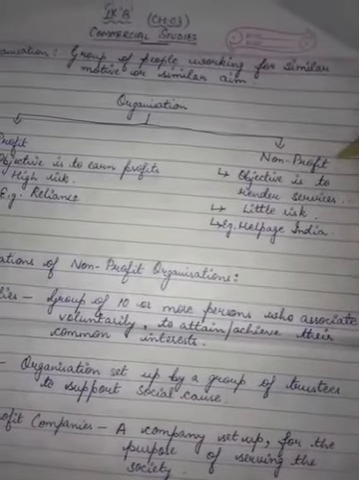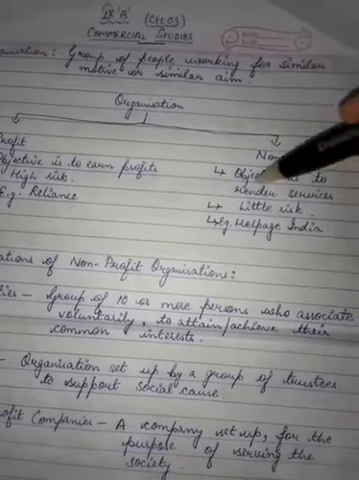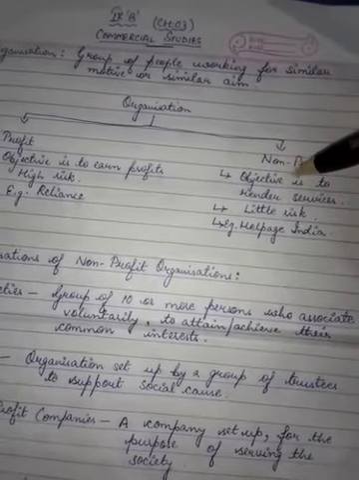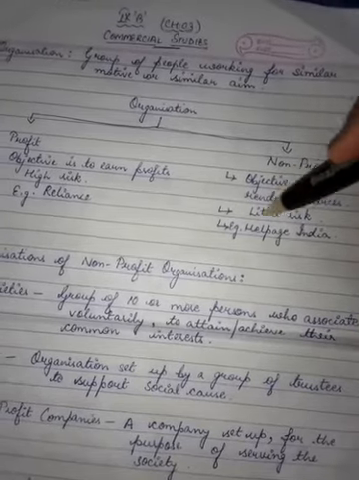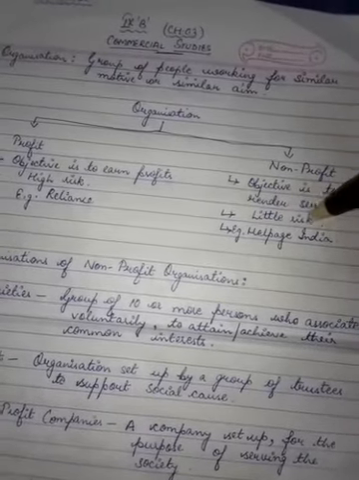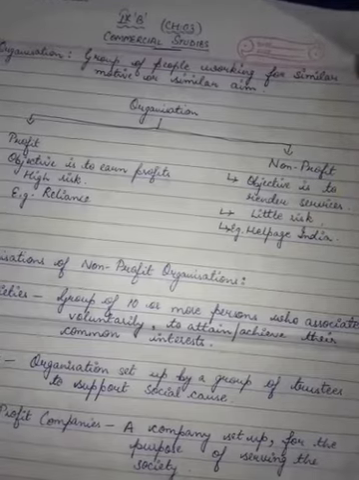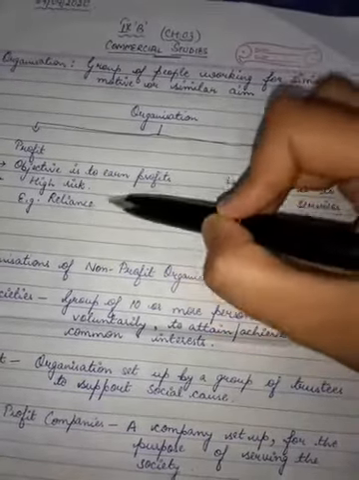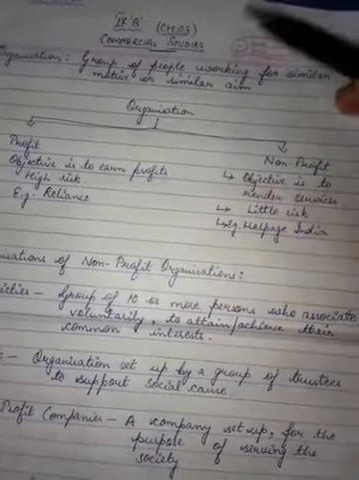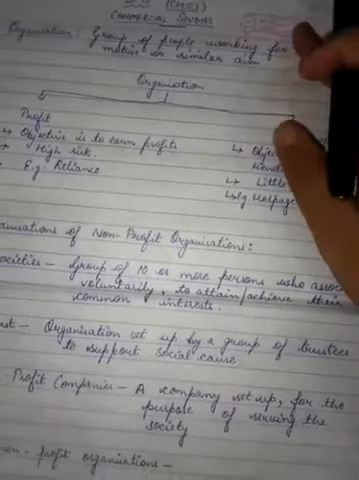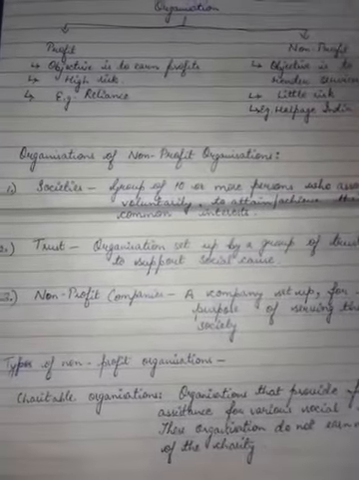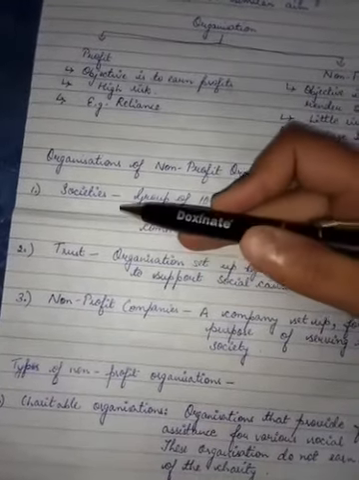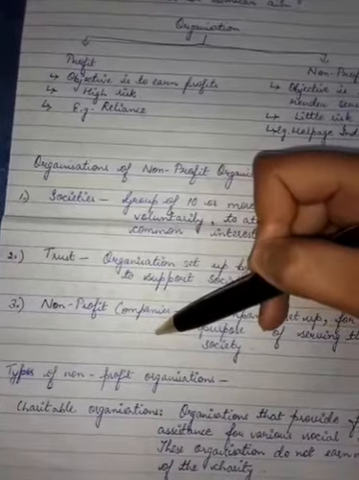Non-profit organization, I told you, are all those organizations whose objective is not to earn profit, as the word itself means non, but its objective is to render service. Render means provide service. It has little risk because the money involved in this non-profit organization is very less as compared to money involved in the profit organizations. For example, HelpAge India. Then we also learned that there are various types of non-profit organizations which can be segregated like societies, trusts and non-profit companies.